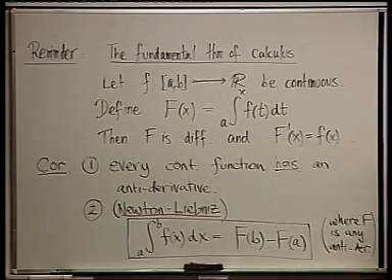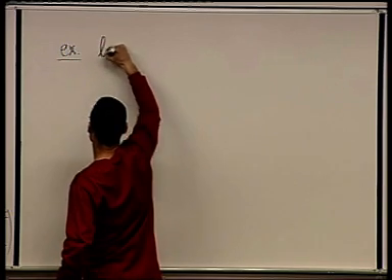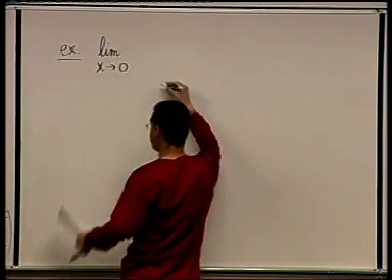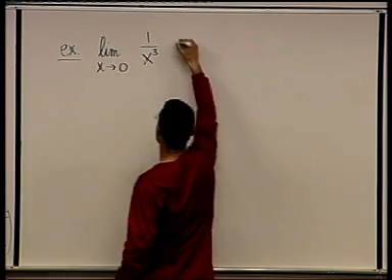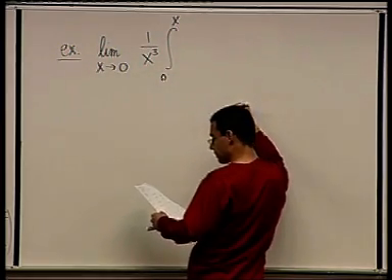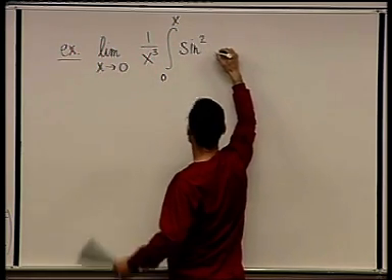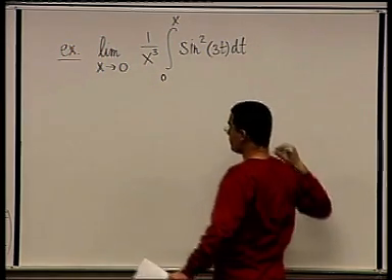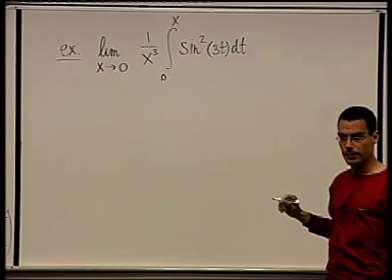Okay, so example. Suppose we want to calculate a limit, the limit as x goes to 0 of 1 over x to the power 3 times the integral from 0 to x of sine squared of 3t dt. You want to calculate this limit.